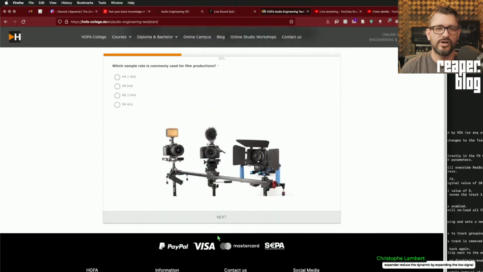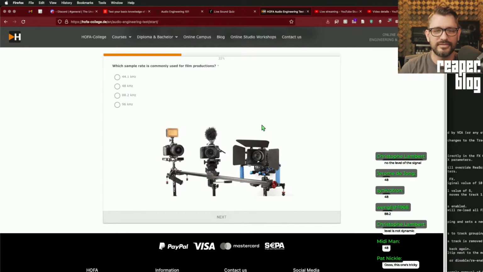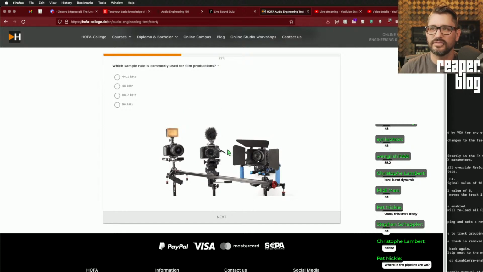Which sample rate is commonly used by film productions? 44.1, 48, 88.2, or 96? What's the movie standard? I feel like this one might be tricky because I know what the standard is, but I know what filmmakers tend to use as well. So they're a little different. They're showing cameras here. So what's the sample rate of the camera? It's going to be 48K.